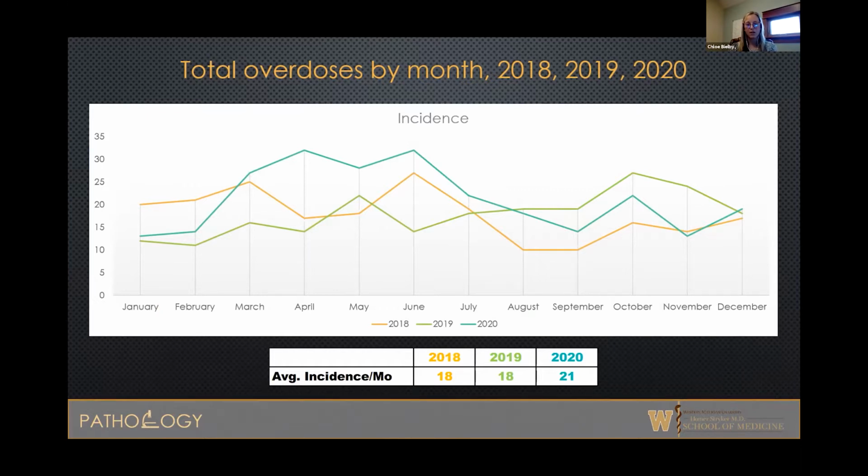Between March and June, there was about a 90% increase in overdose deaths compared to 2019. So that was very startling to our office to see. It has gone back to baseline per se, not something that we need to let up on though.